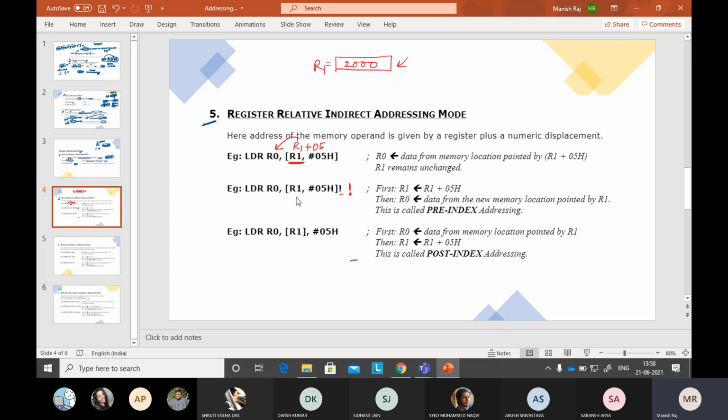But in this type of instruction, when the exclamatory sign is there, first R1 will be converted to the address R1 plus 04. So R1 now has the value 0004. After that it will go to this position and store to R0. That is the first difference. You can see that when the exclamatory sign is there, the address of R1 will change.